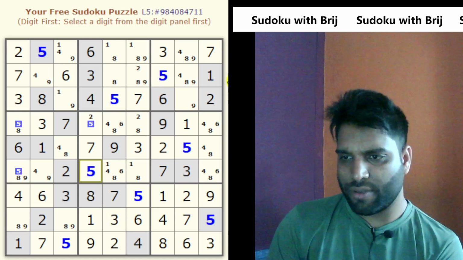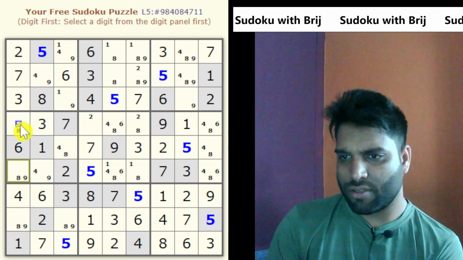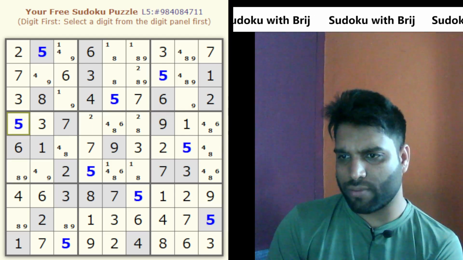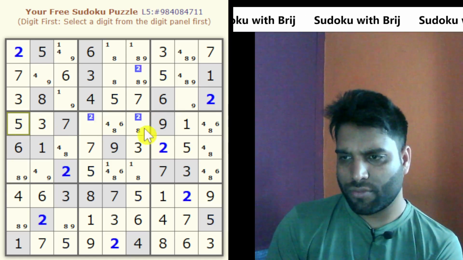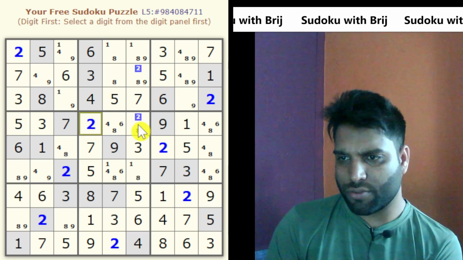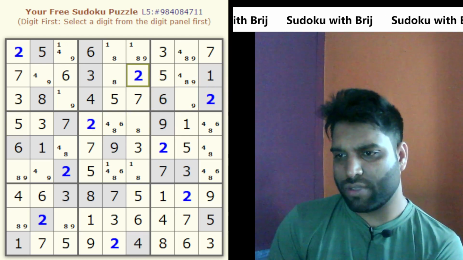So 5 should be here. 5 can be eliminated from these two cells. So the remaining 5 is over here. So 5 is solved now. Good. Now let's move on to 2. 2 should be over here. So 2 can be eliminated. And the remaining 2 will be here. So 2 is also solved now.